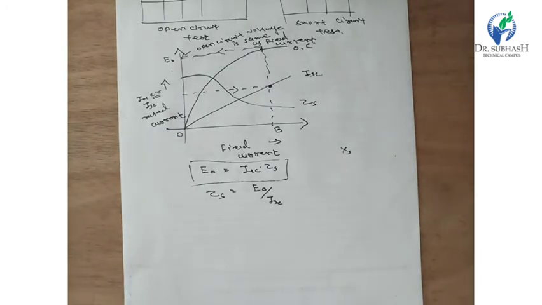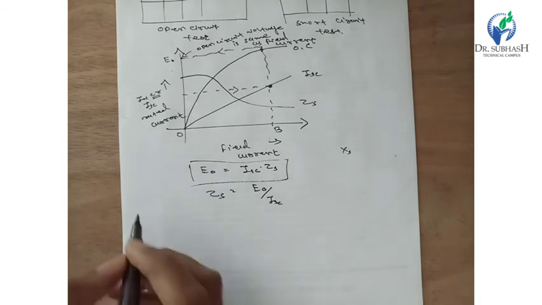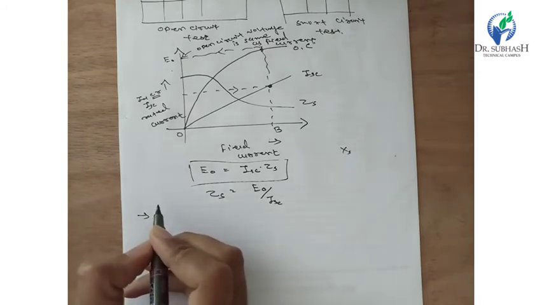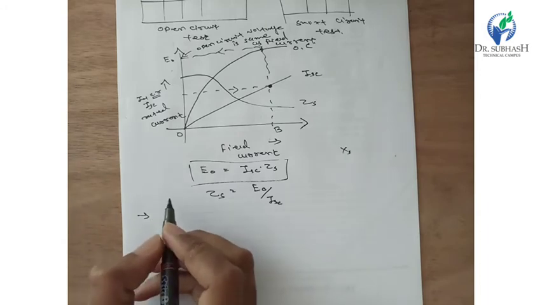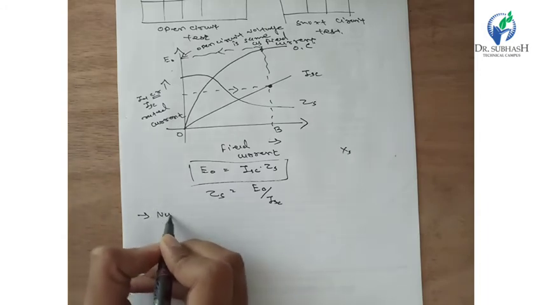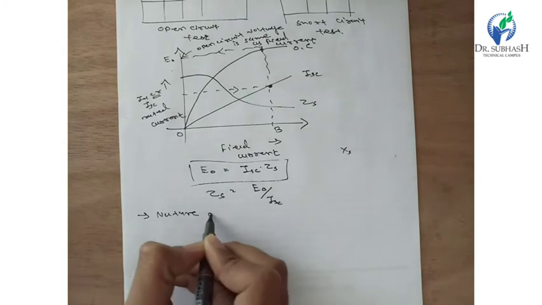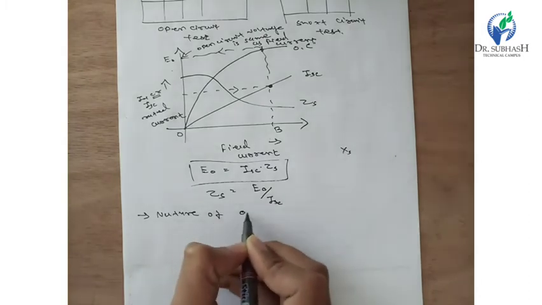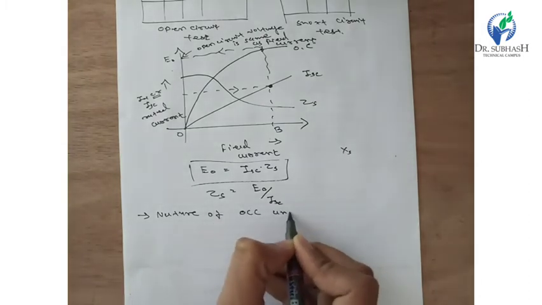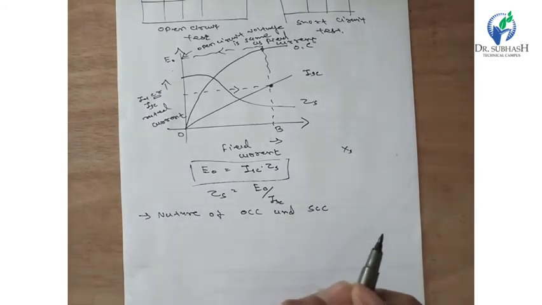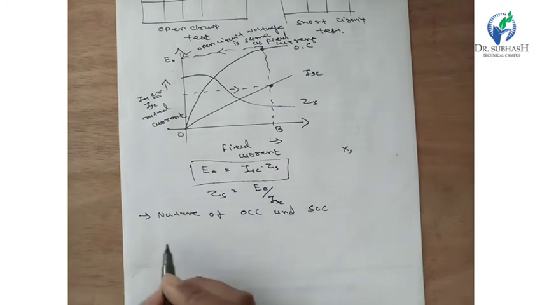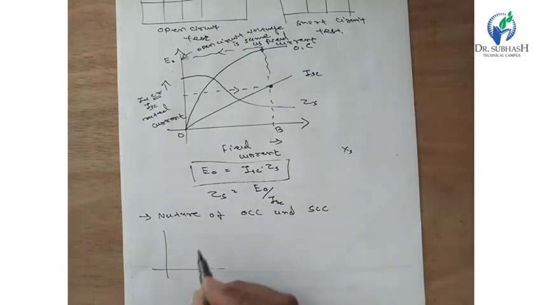So we should now discuss the nature of open circuit current and short circuit current. Now we discuss the topic of the nature of open circuit current and short circuit current. First of all, we should draw the open circuit characteristics graph here.